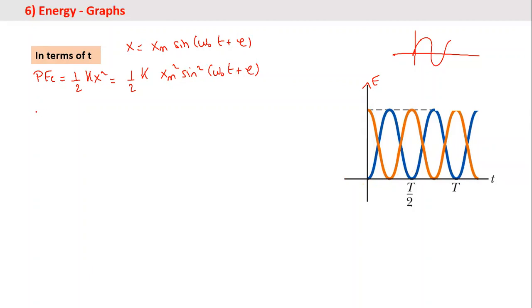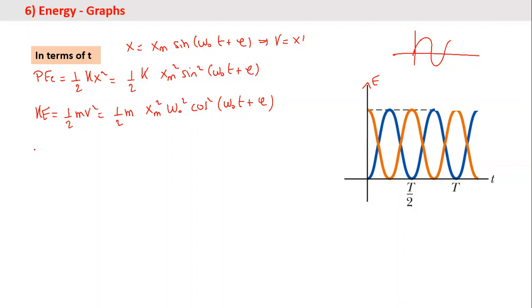Now, let's do the kinetic energy. It's equal to half mv square. If I have x, then v equals x prime. This means it's half m. If I do the derivative, I'll get xm, omega 0, and cosine square omega 0 t plus phi. Also, if I notice, it's a sinusoidal equation.